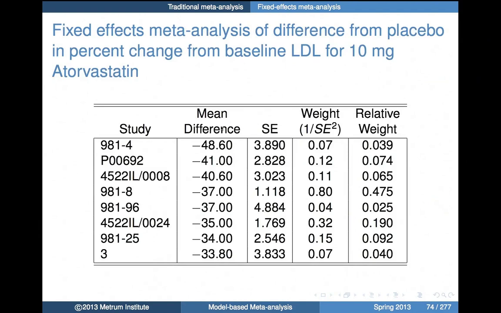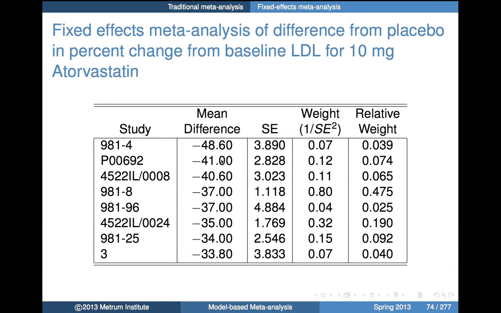So let's look at an example of performing a fixed effects meta-analysis. What I have here are data from 8 randomized controlled clinical trials of Atorvastatin 10 milligrams. The data themselves are the percent change from baseline LDL. So we have the mean difference between 10 milligrams of atorvastatin and placebo across these 8 trials. From each of those, we also have a standard error that's been reported.